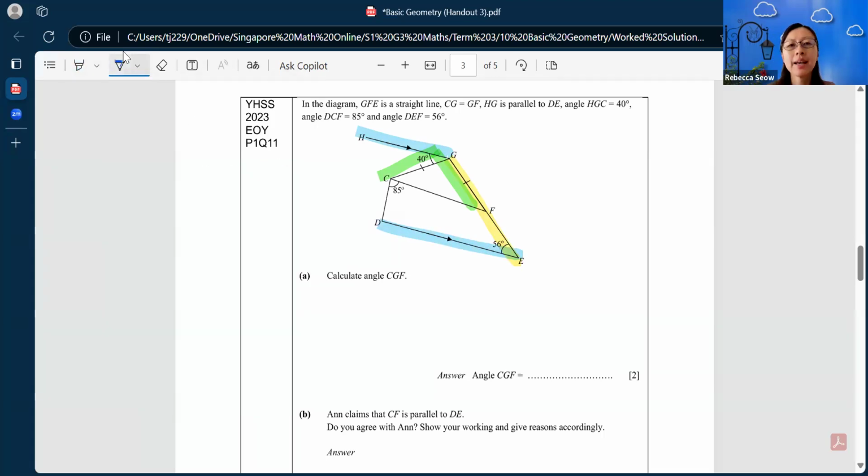So angle CGF refers to this. I can actually see a pair of parallel lines, and the transversal allows me to find interior angles. Using interior angles, this particular missing angle, angle CGF, will be 180 degrees minus 56 degrees minus 40 degrees due to interior angles, and we have 84 degrees.